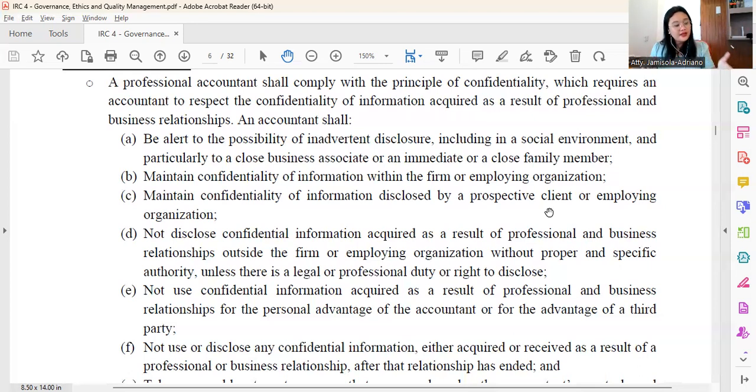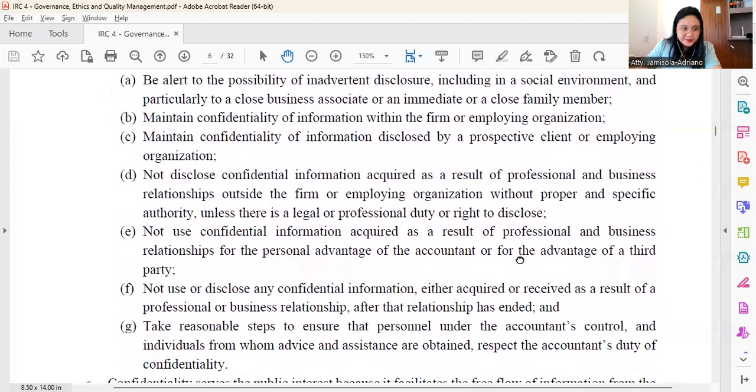So even though you didn't close your engagement contract with that client, the confidential information that has been disclosed to you by such client should still remain confidential. Even though the client did not push through with your contract, the confidential information that you have received from such client should be maintained confidential, should not be disclosed to someone else.